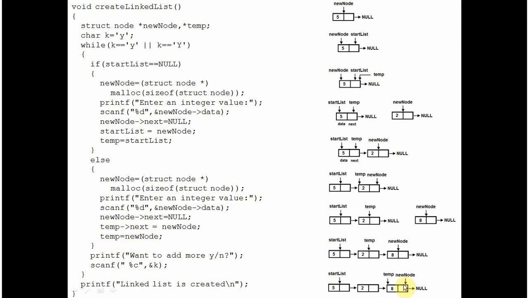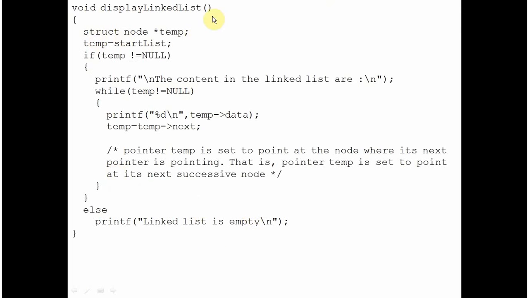See. So you must have followed that temp is just to point at the previous node so that it can help in connecting the new nodes. And start list is still set to point at the first node only. This display link list, which is executed once the user enters no, it will exit from the while loop. Here what you are doing, you are making use of the temp pointer. You are setting it to point at the first node, start list. If temp is null, it will display the message that linked list is empty.